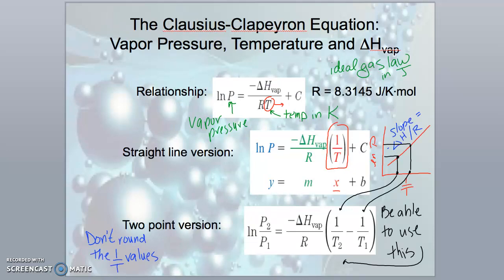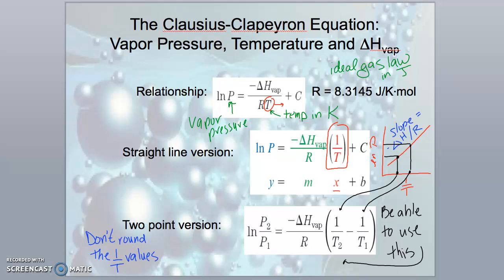The next thing we're up against is this Clausius-Clapeyron equation. What this is, is a relationship between the pressure, temperature, and the enthalpy of vaporization. So we've got the relationship in the very top box, and then we have this straight line version, which is simply we rearranged the equation and brought out the 1 over T. So you can see that we've got the formula of a line here.